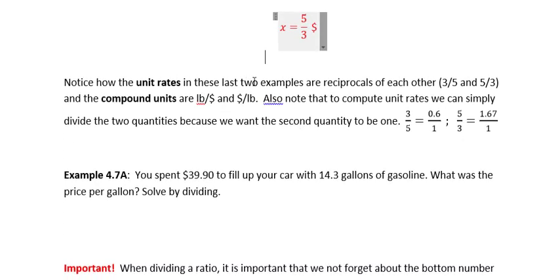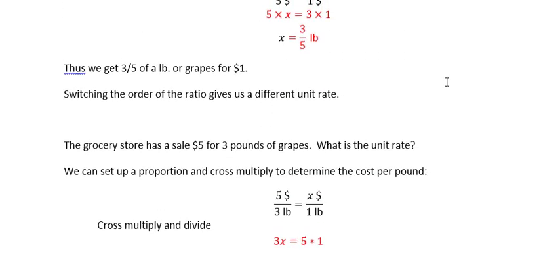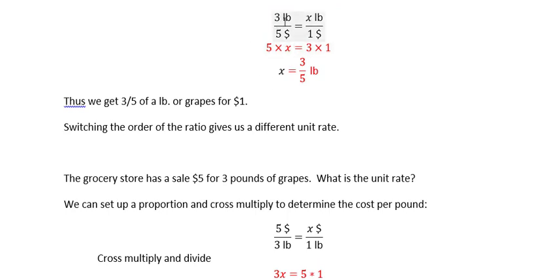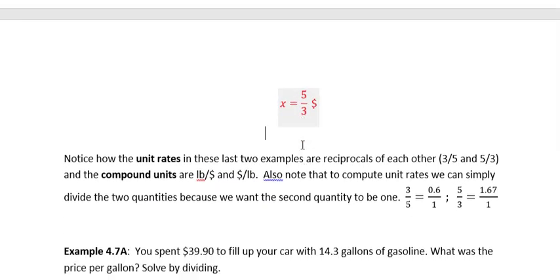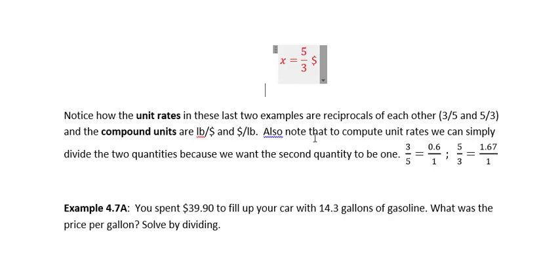Notice both of these unit rates in the last example are reciprocals of each other: 3/5 and 5/3. You can go back. Here's the 3/5. When you do it the other way, this is pounds per dollar, this is dollars per pound, this is 5/3. Also note that to compute unit rates, we can simply divide the two quantities because we want the second quantity to be 1. In other words, if you take 3/5 and divide it, you get 0.6 over 1, which would be 0.6 pounds per dollar. Or you take 5/3 and divide it, and you get $1.67 per pound.